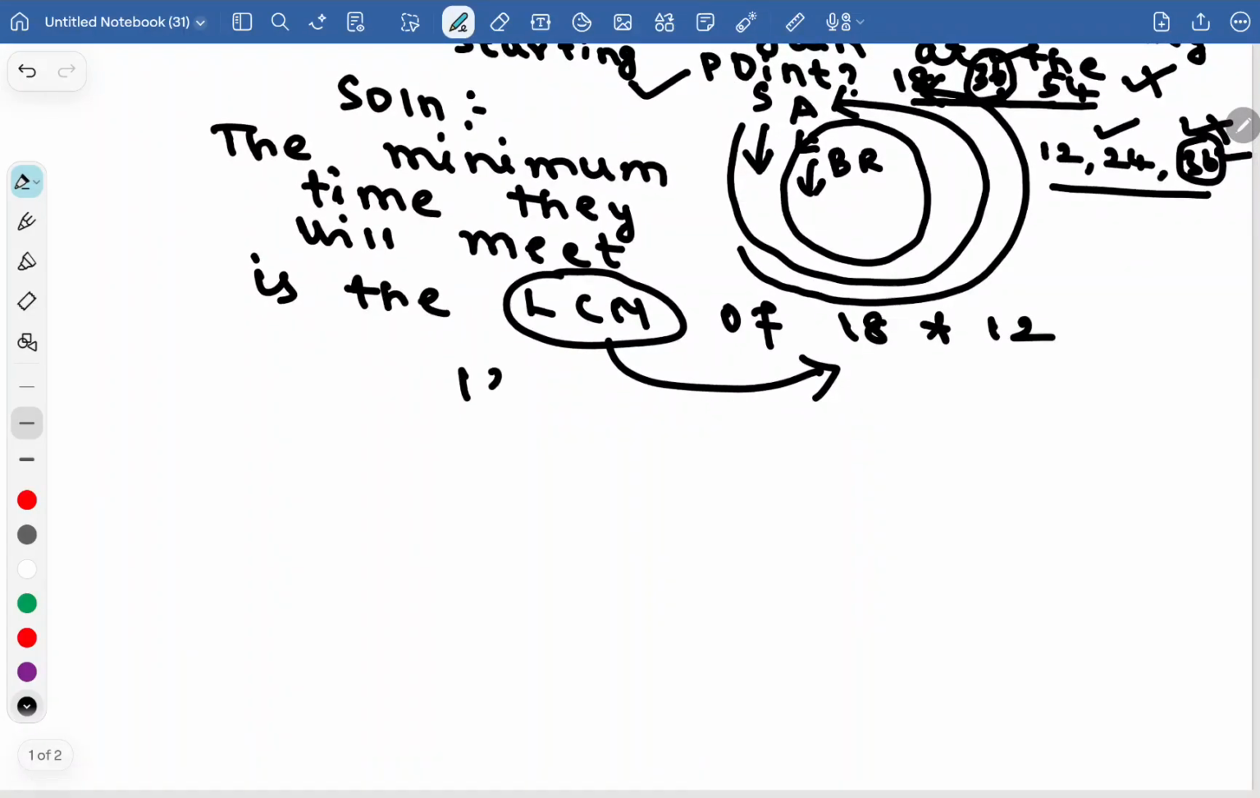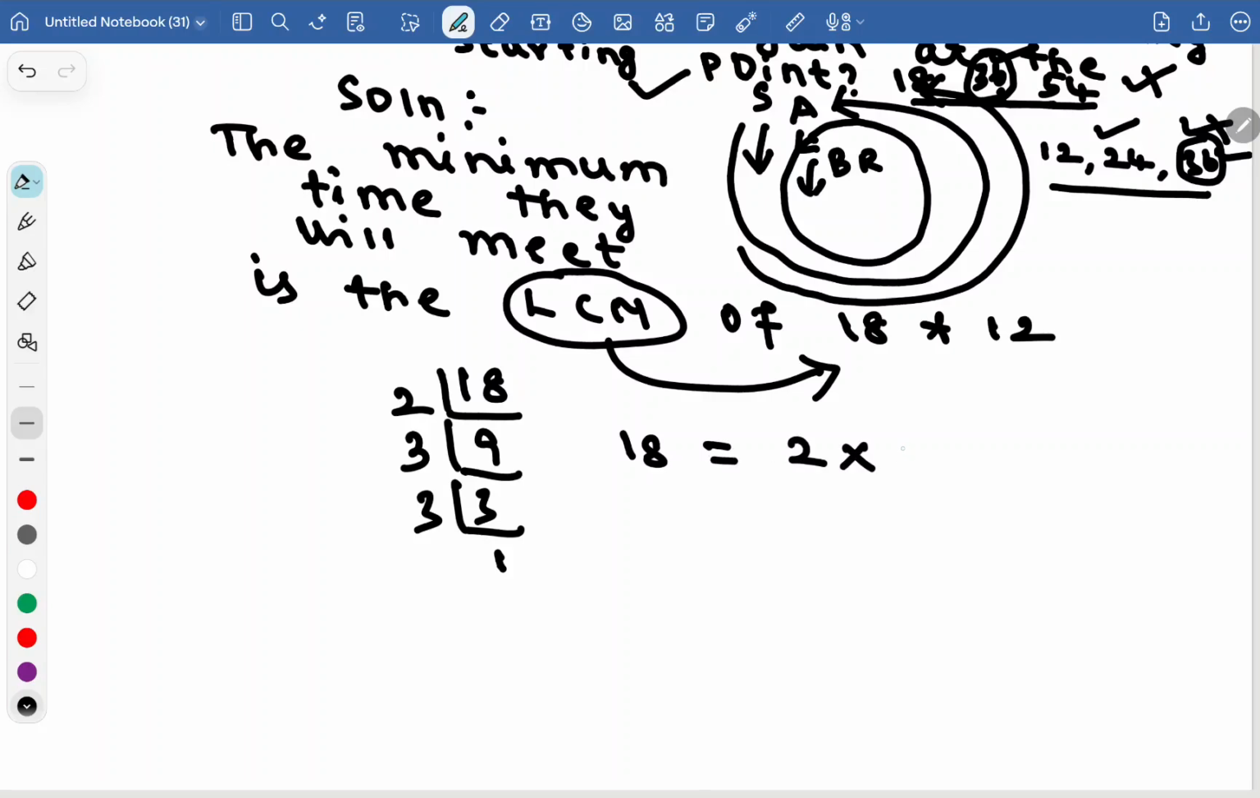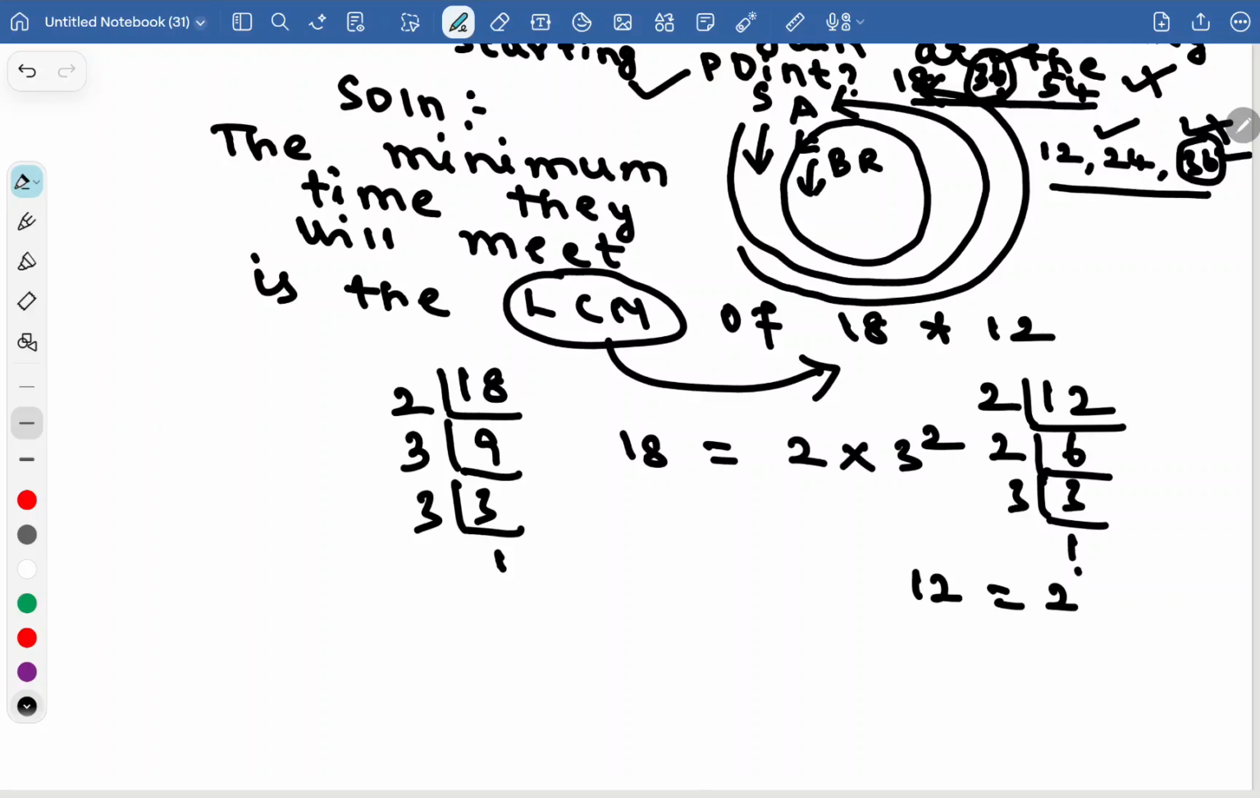First find the prime factors of 18. 2, 9, 3, 3, 3, 1. 18 can be written as 2 into 3 square. Now I am going to find the prime factors for 12. 6, 2, 3, 3, 1. For 12, it is 2 square into 3.